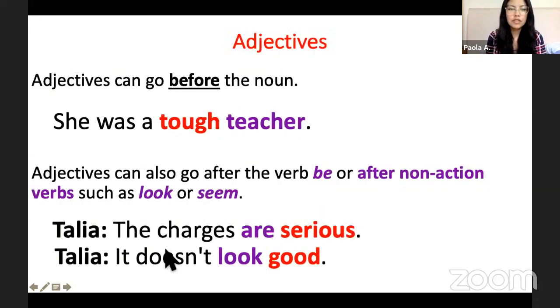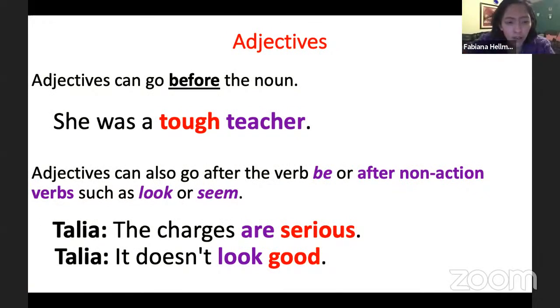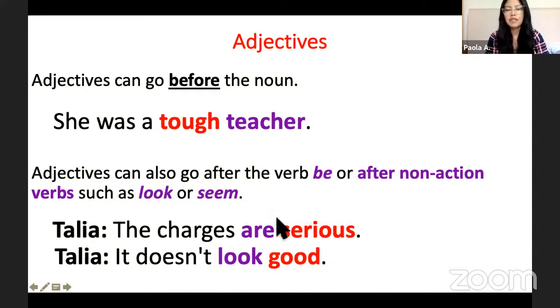Could you read these examples, Fabiana, please? Yes, teacher. The charges are serious. Mm-hmm. It doesn't look good. All right, great. So for instance, here we have the verb be. The adjective goes after the verb be, and also after non-action verbs such as look. Look is a non-action verb because it doesn't imply an action itself. So this is an adjective, this is a noun. Serious, good, tough, these are adjectives that help us to describe things or people, right?